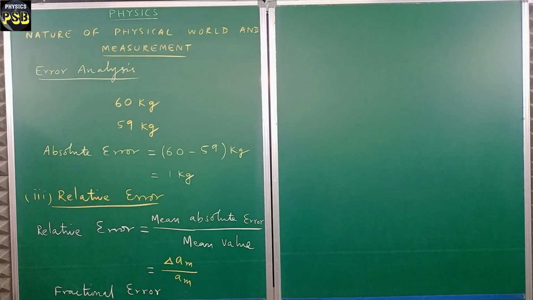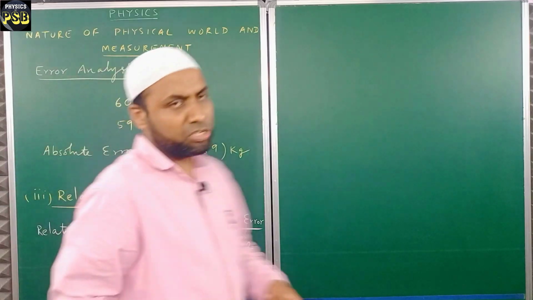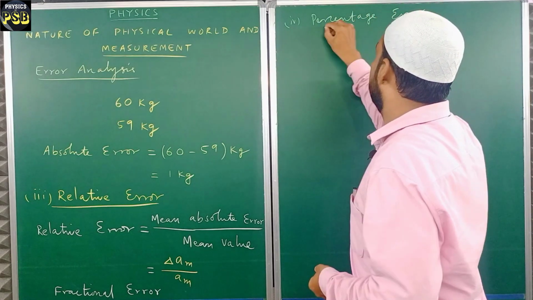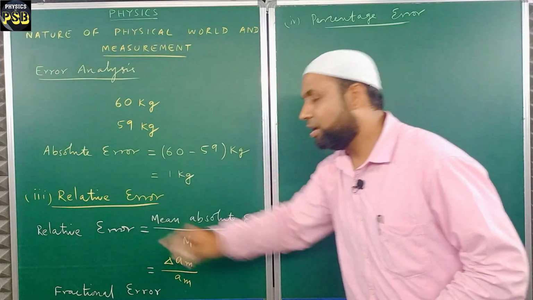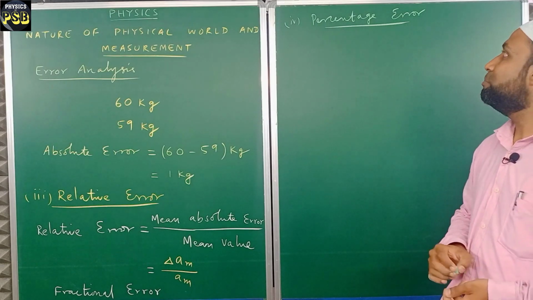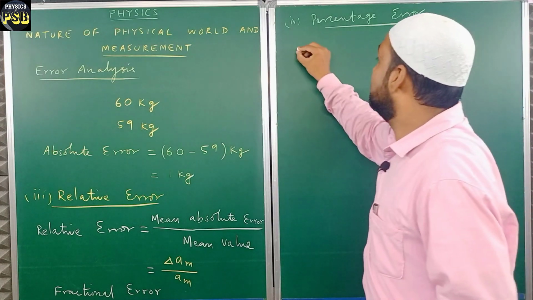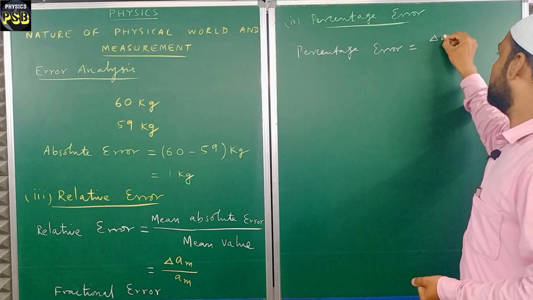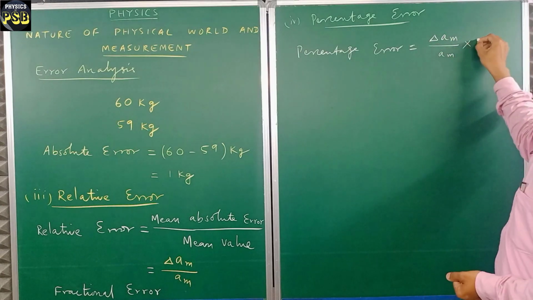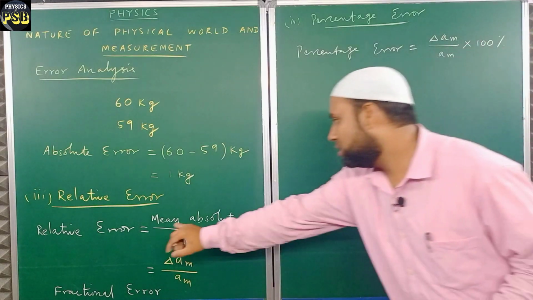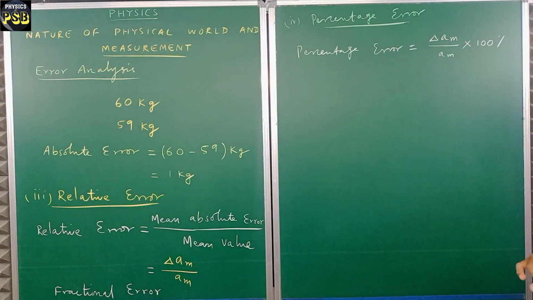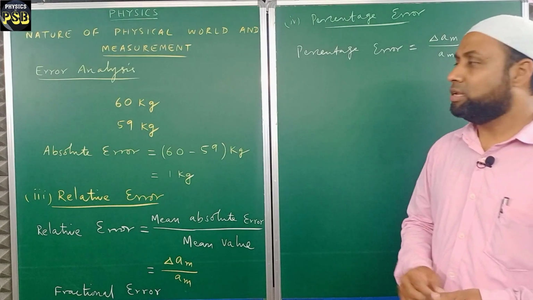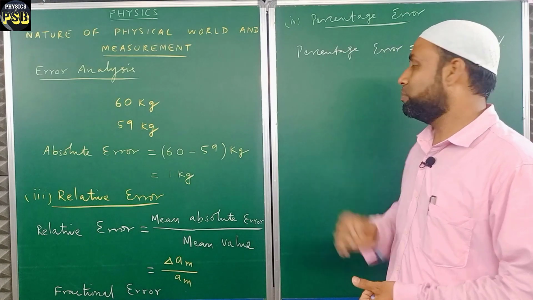Okay. Now another way of representing error is percentage error. Now suppose you represent relative error in terms of percentage, then it is called percentage error. It is represented mathematically as delta AM upon AM multiplied by 100%. So here we simply represent the relative error as a percentage. And what does it tell? It gives us the size of the error involved in the measurement of some quantity. This is what it represents.